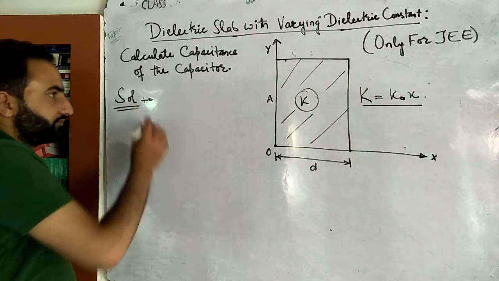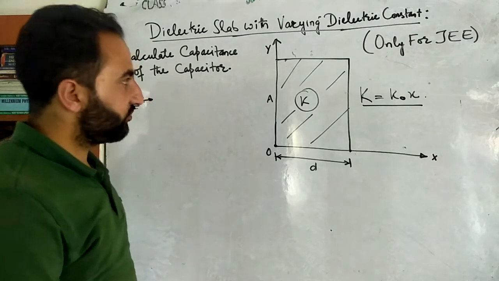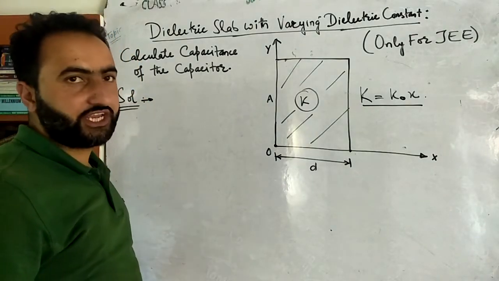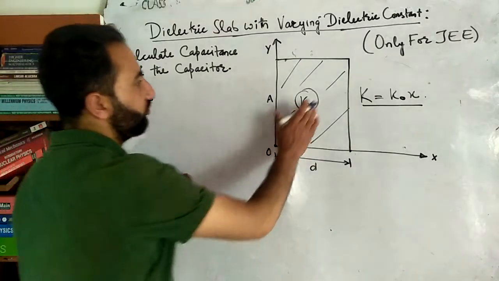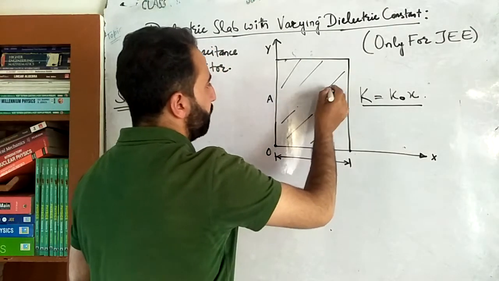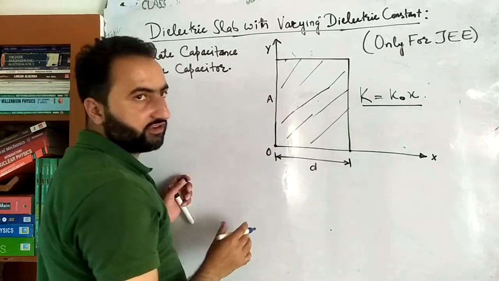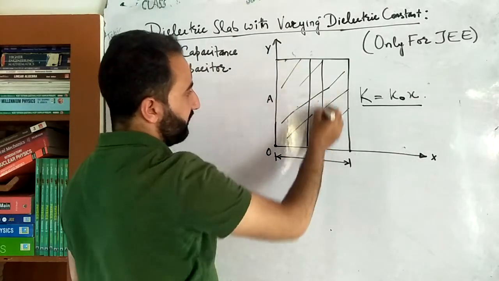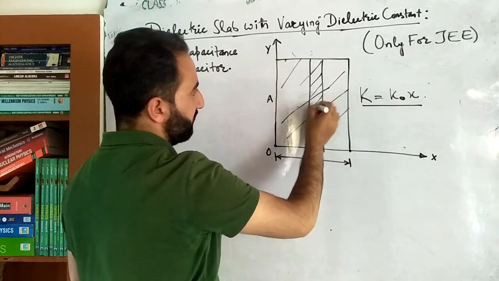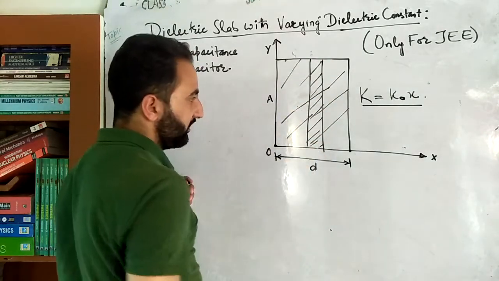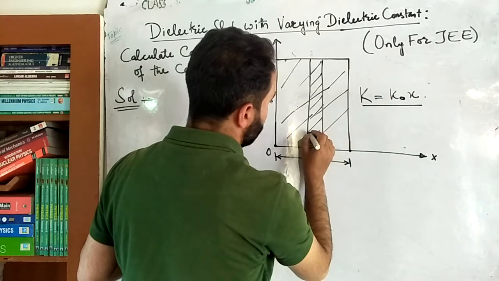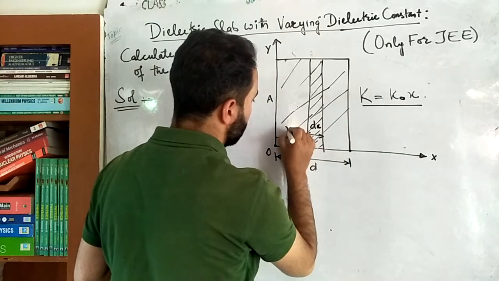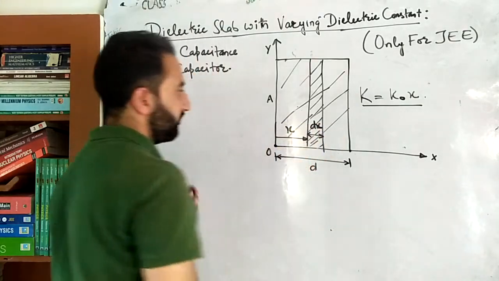So what to do? We'll assume that this entire dielectric slab is made up of infinitely many and vanishingly small elements. I will chop this entire dielectric slab into small pieces, and this is one such piece, and this is one such piece. Now beta, suppose that it is at a distance of x from the origin. So this is x here, and its width is equal to dx.